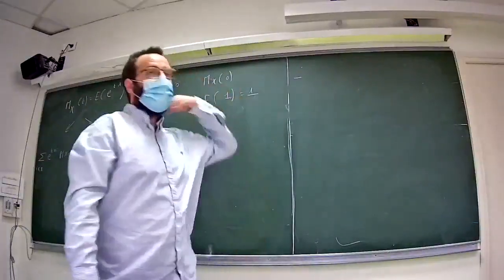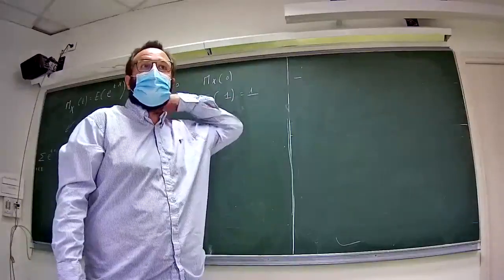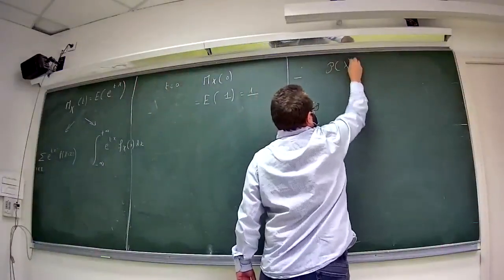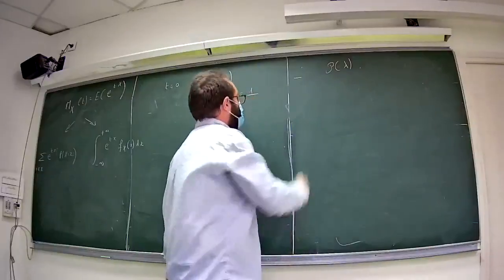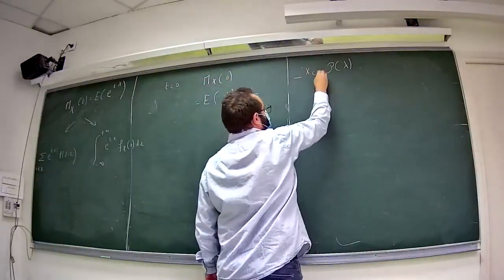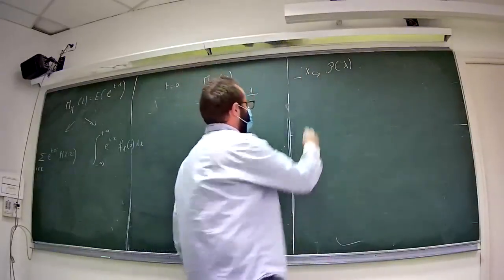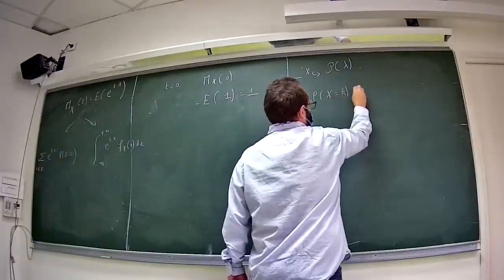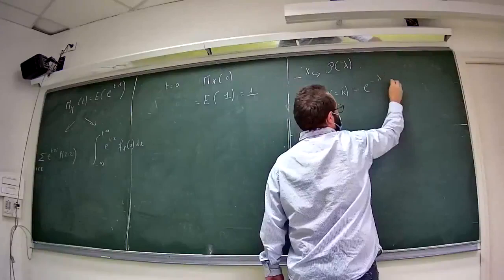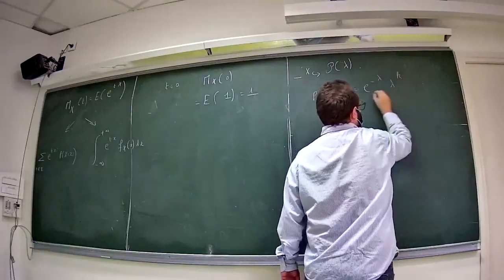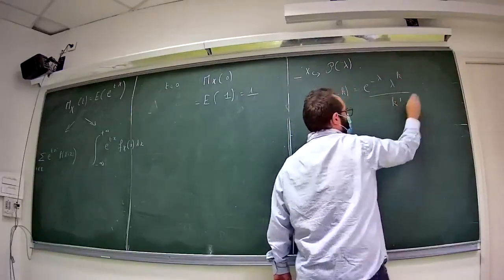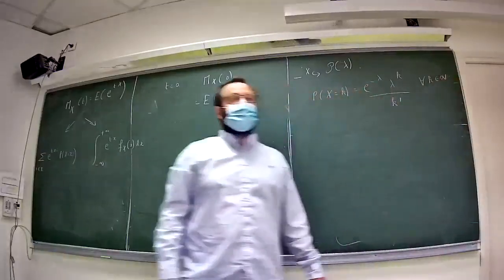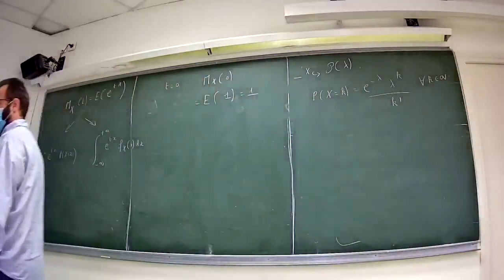So let's start with the Poisson distribution of parameter lambda. If X follows the Poisson distribution of parameter lambda, it means that the probability that X is equal to k is equal to exponential minus lambda, lambda to the power k over k factorial, for all k belonging to N. It's the definition of a Poisson of parameter lambda.